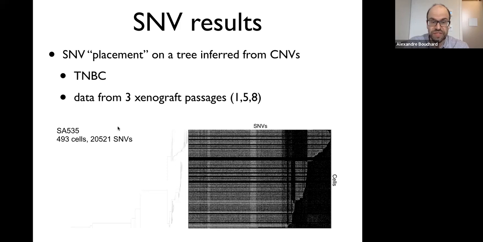So what we did here, we fixed a tree inferred from copy number, and then we placed each of those SNVs on the tree, and then we can see what the actual data is. So that's the raw data, and we can see that the SNV data recapitulates these large clades, and they seem to suggest some sort of serially branching trees within the clade. However, it's hard to tell exactly what's going on, given the small number of cells that differentiate these lower parts of the tree.